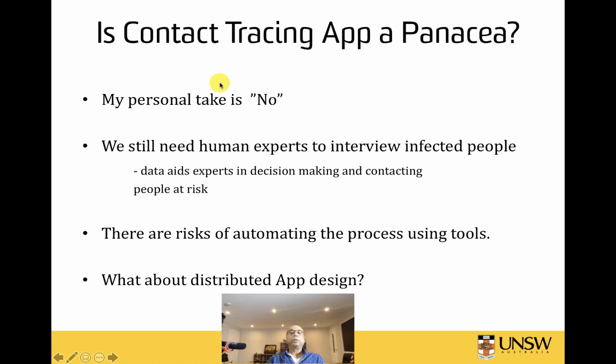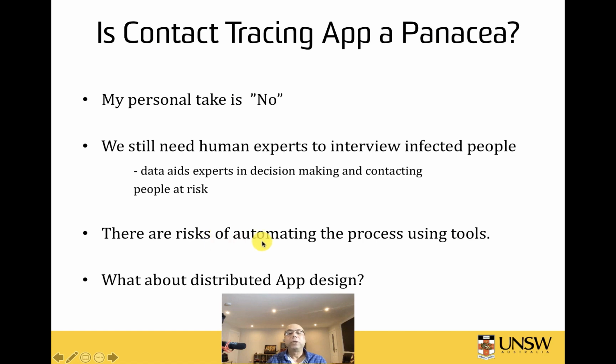Now, one question that is very common is, is the contact tracing app a panacea? My personal take is no. All it is doing is helping the health authorities in making a better decision. So you still need human experts sitting, interviewing people who are infected, and under the Pandemic Act, they can interview. So I guess they will be asking for more private information to reveal. And again, this is very voluntary, so it's not doing anything more than that.